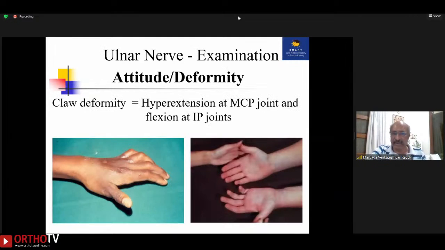Now coming to the attitude of deformity, as I told you, the claw hand. If the examiner asks what's the deformity, you have to tell it's a claw deformity, and you need to exactly define what it is. People say extension at the metacarpophalangeal joint and flexion at the IP joint. It is actually hyperextension at the metacarpophalangeal joint and flexion at the interphalangeal joint. Some examiners insist on asking you to demonstrate the claw hand. This is the correct way to demonstrate the claw hand.